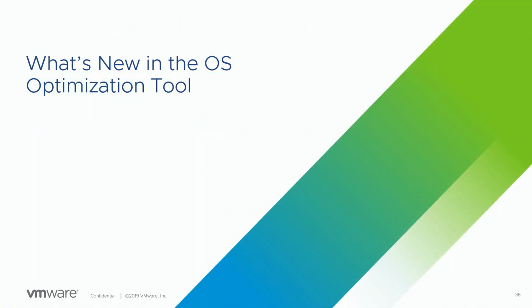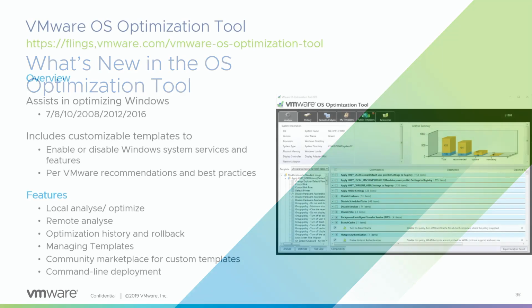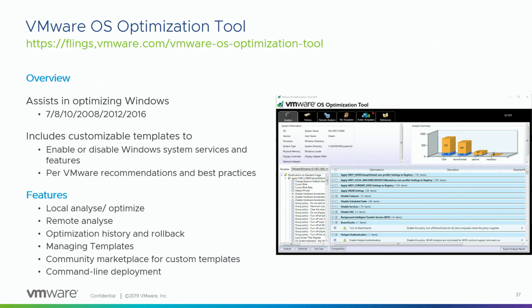So last thing I want to touch on quickly, OS Optimization Tool. We've talked about that a lot here, and this is a fling. You can get it on our Fling site that is used for assisting with the customization of Windows. And this is from Windows 7 all the way up to the latest version of Windows Server. We have customization templates to really do a best practice optimized virtual desktop or RDSH server. We have the ability to analyze and optimize, remote analysis, as well as the ability to roll back if we need to. We also have command line deployment options.